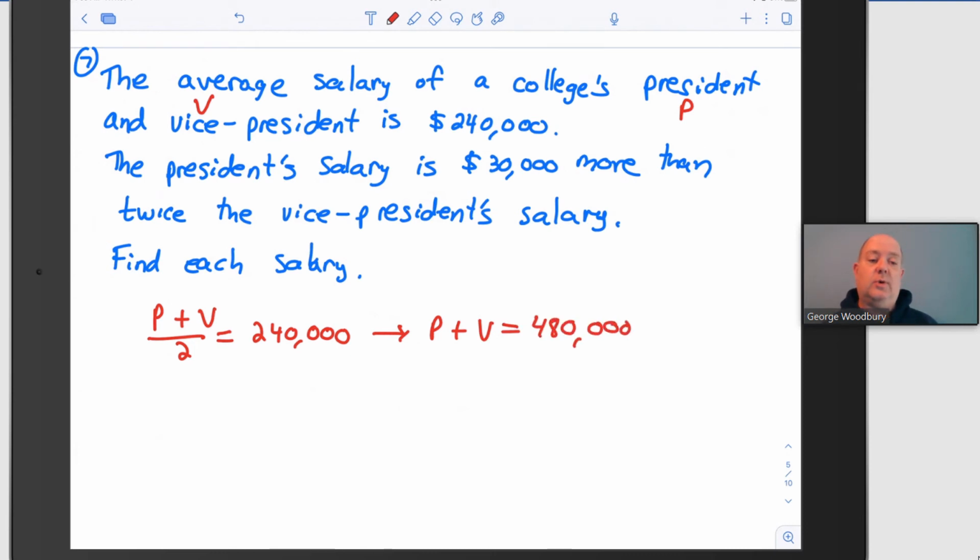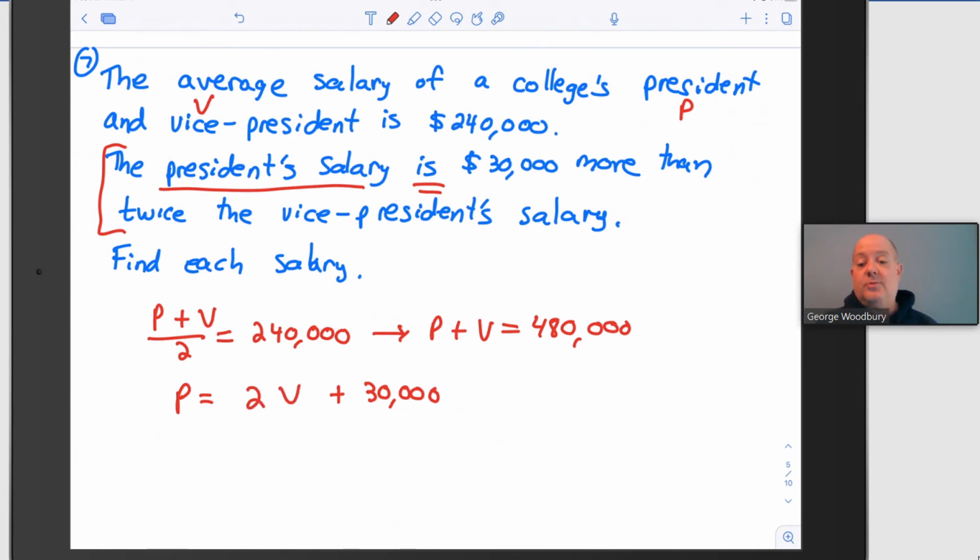And that does look like an equation that we've used. When I see that equation, the first thing that sparks in my mind is I can solve this with substitution if I want to, because I can get P by itself or I can get V by itself pretty easily. The second equation comes from here. It says the president's salary, that's P, is, that's my equal sign, P equals 30,000 more than tells me to add 30,000 to something. 30,000 more than what? Twice the vice president's salary.